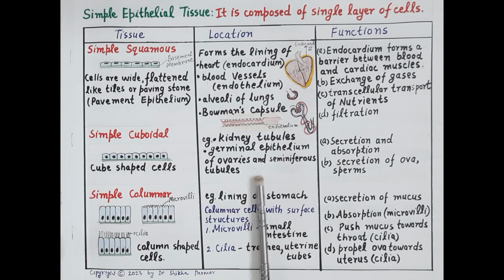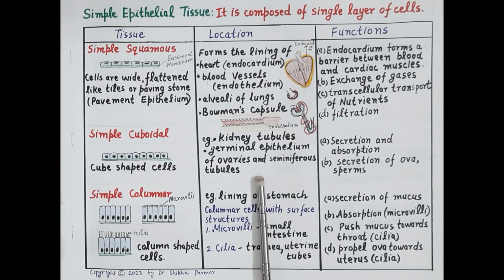Then another example, the germinal epithelium of the ovaries and the seminiferous tubules are also cuboidal. That epithelium is also cuboidal epithelium. Here the cuboidal epithelium secretes ova and sperms.